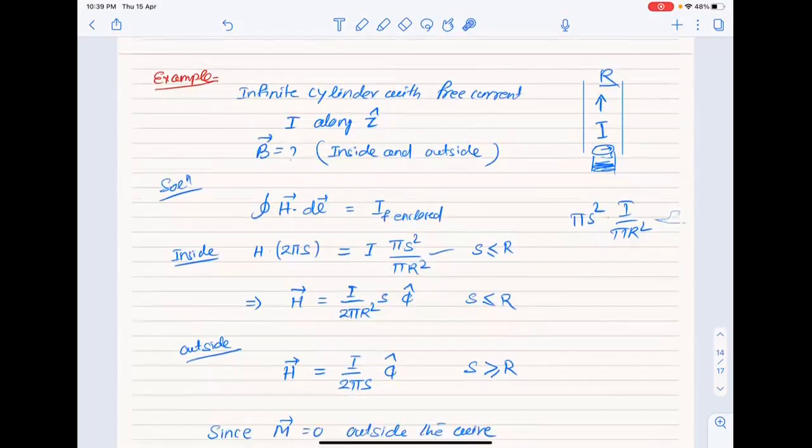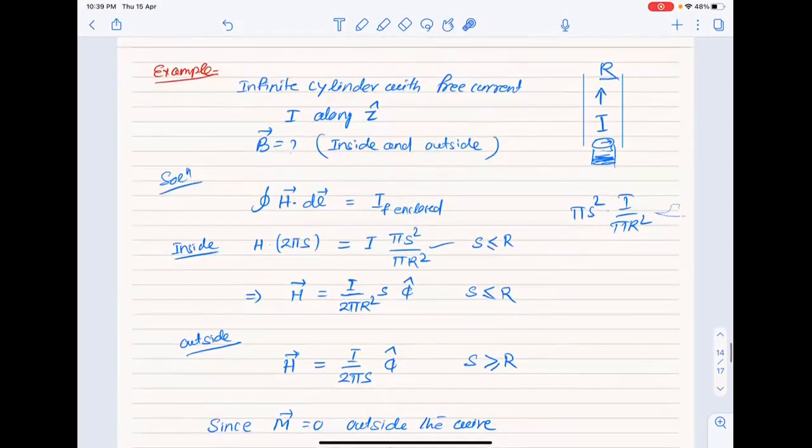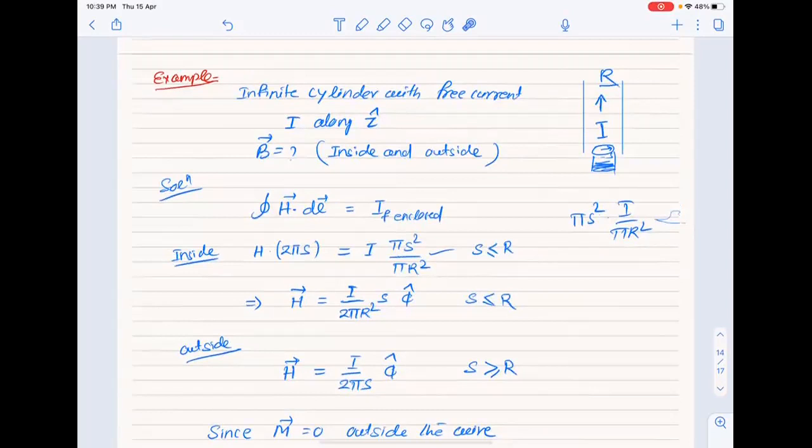And that is where your S is less than or equal to R. Now, what happens if your S is greater than or equal to R? It's very simple, because you have your total current I, you have nothing else. So the Amperian loop constructed outside this cylinder will enclose the total free current as I, nothing else. So that's easy to write now. That's why H is equal to I over 2 pi S phi cap.